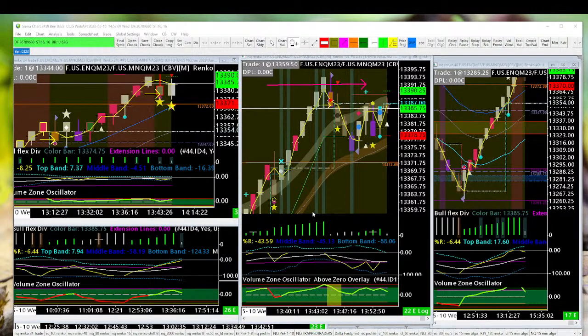So the idea with this trade, like I said, is that you have to sequence through a process of signals.